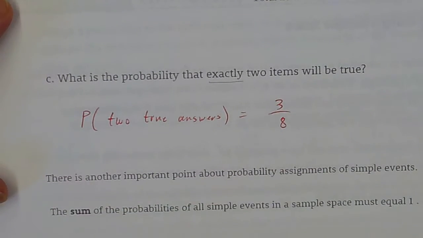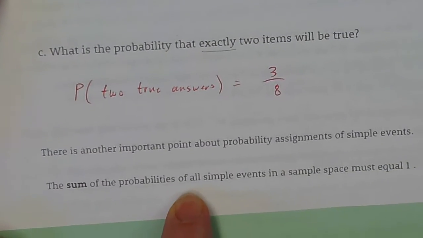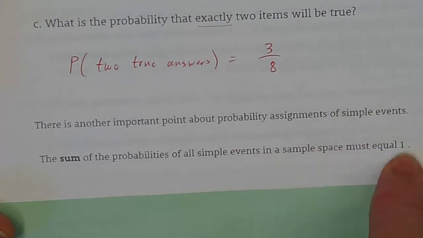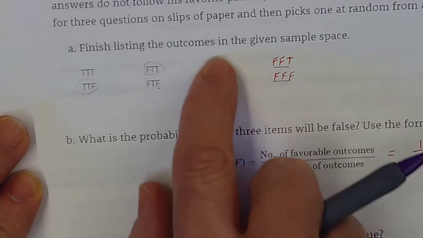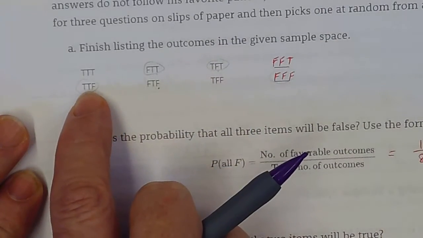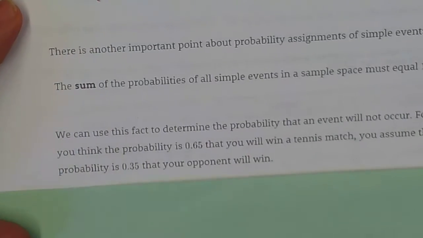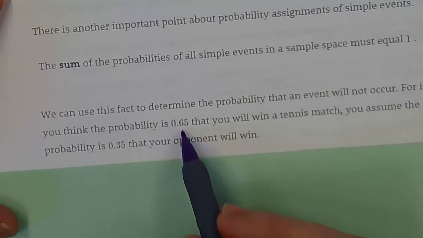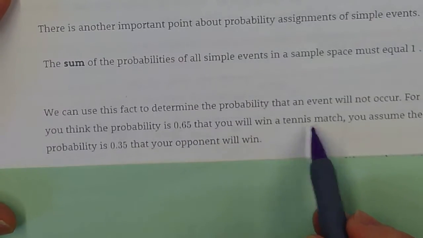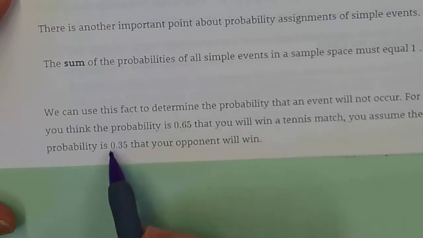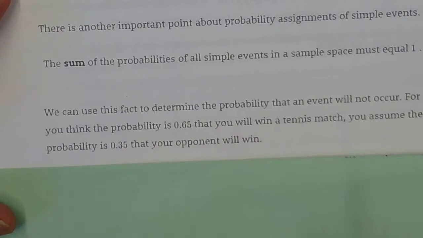Okay, this is something that we need to know too. The sum of the probabilities of all these simple events always equals 1. It happened right here, right? 1/8, 1/8. If I add 1/8 up 8 times, I get 8 out of 8, which adds up to 1. Here's another example in decimal form. If you think your probability is 0.65 that you win a tennis match, well, the probability that you lose then is 0.35, right? These should add up to 100% if we convert them to percents.